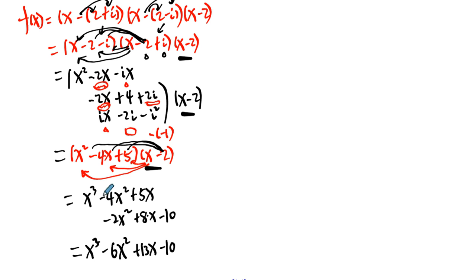Combine like terms. X cubed comes down. Negative 4 and negative 2 goes to negative 6x squared. And then x, 5 plus 8, 13x, negative 10. So this one will be the final answer. Okay? Alright, I'll see you next time.